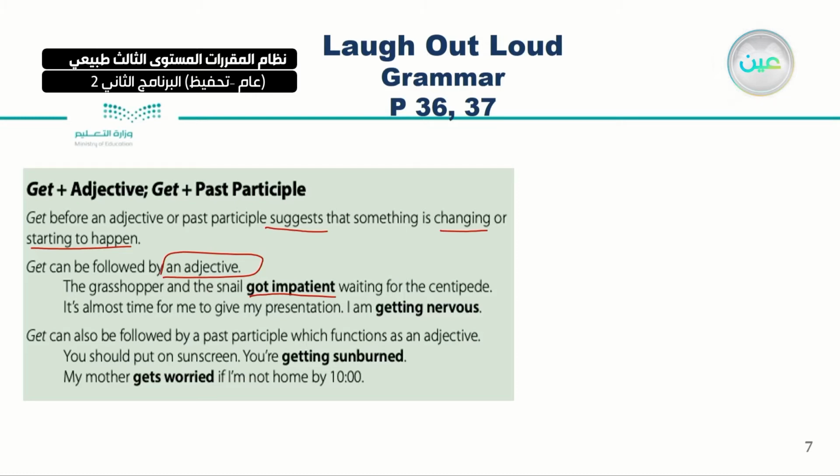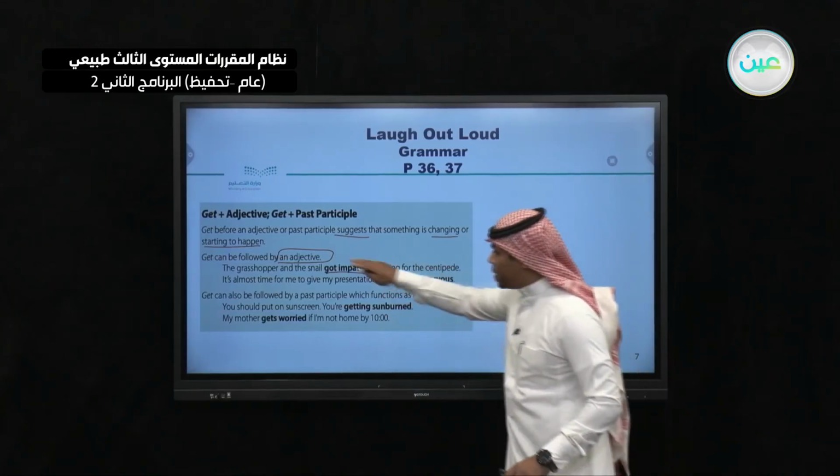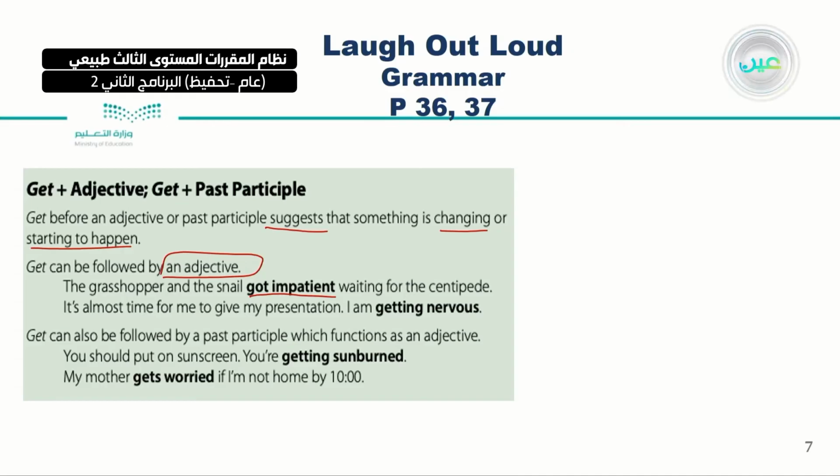Very good. Number 2, it's almost time for me to give my presentation. I am getting nervous. Okay, so in these two sentences, we have here "got" and here "getting", and as you can see, they are followed by adjectives. We have "impatient" and "nervous". Sometimes get is followed by the past participle.